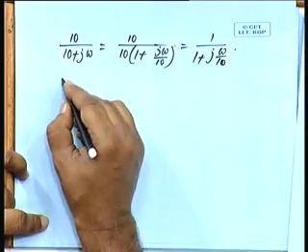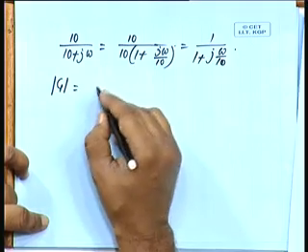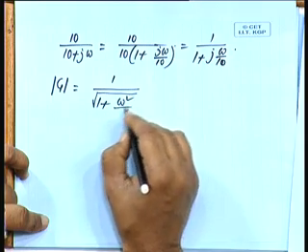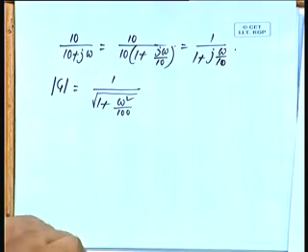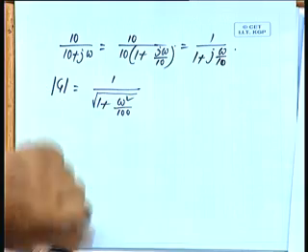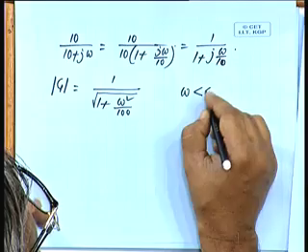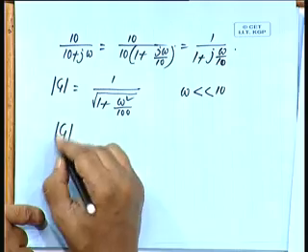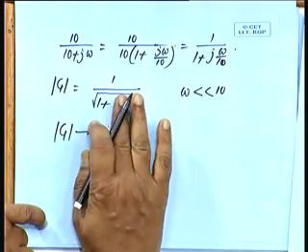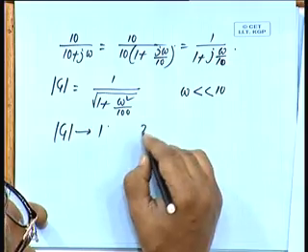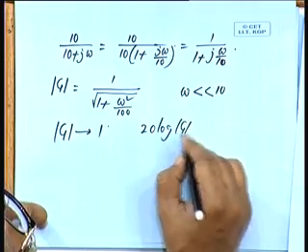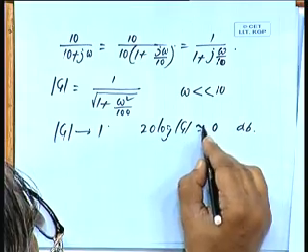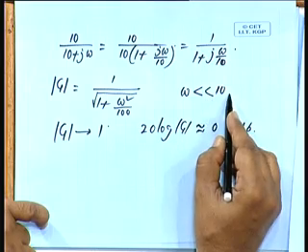What will be the magnitude? G magnitude will be 1 by root over 1 plus omega squared by 100. Okay. Now, when omega is very, very small, that means omega is much less than 10, G will be tending to how much? This is negligible, so it will be 1. So, 20 log of G will be, log of 1 is 0. So, it will be approximately equal to 0 dB, okay, when omega is much less than 10.